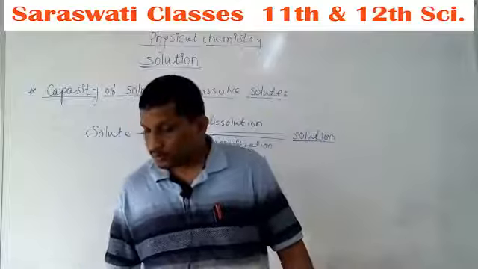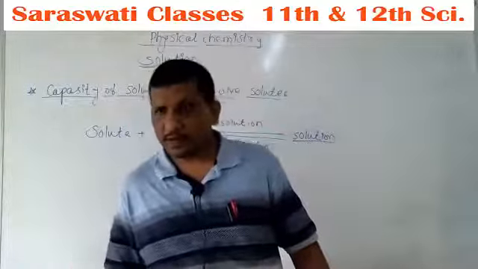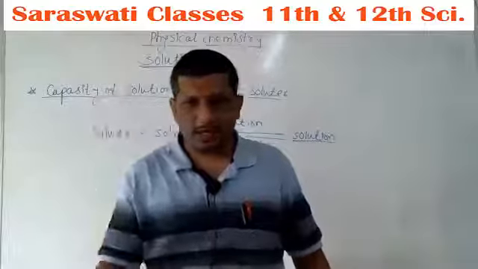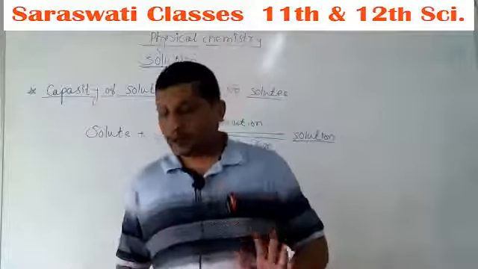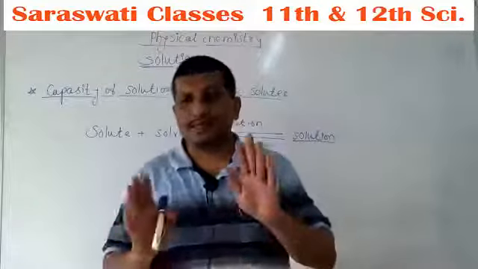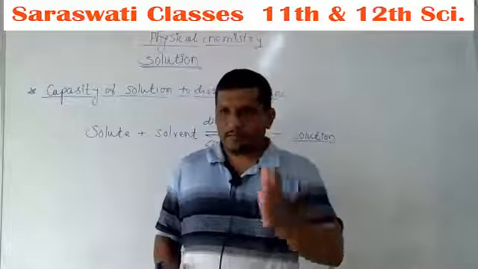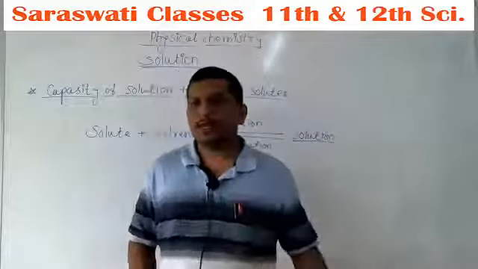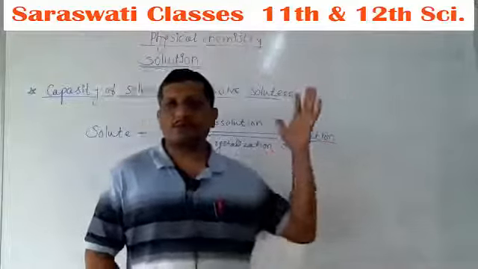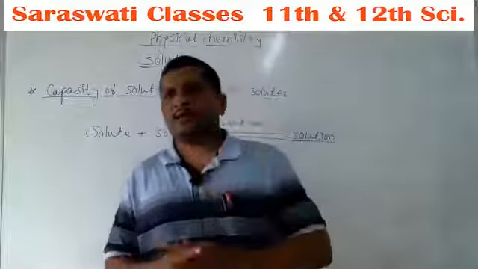And a larger amount of solute in the solvent is called a supersaturated solution. It means if the solute quantity is larger, this solution is called a supersaturated solution, and this supersaturated solution is an unstable solution. These four or five points are included in the capacity of solution to dissolve the solute. I can repeat again.